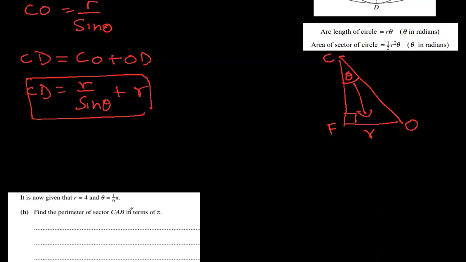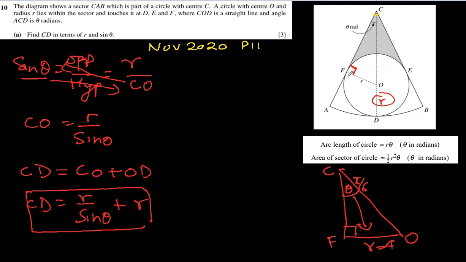It is now given that r is 4. Okay, r is 4, and theta is pi by 6. Find the perimeter of the sector CAB. CAB means the whole sector. So since it is given now that r is 4, and theta is pi by 6, we know that CD is also the radius, CA is also the radius, and CB is also the radius of the same sector.